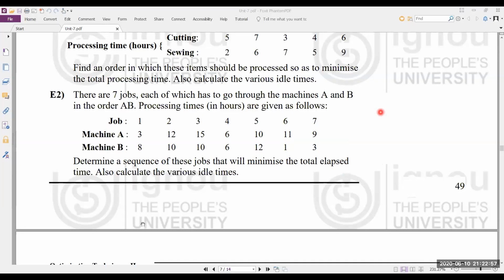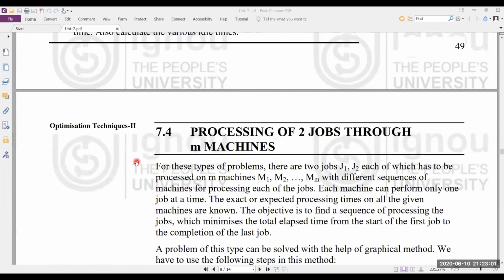So now we take the second part of this sequencing problem, and it is the processing of 2 jobs through M machines. The last problem was that there are 2 machines and N jobs. Now the situation is the reverse of that one. There are 2 jobs with M machines.